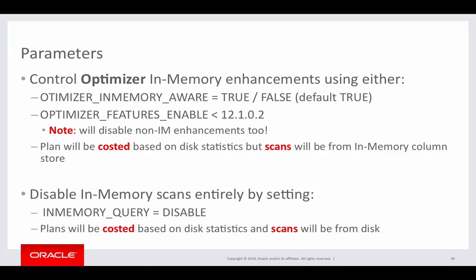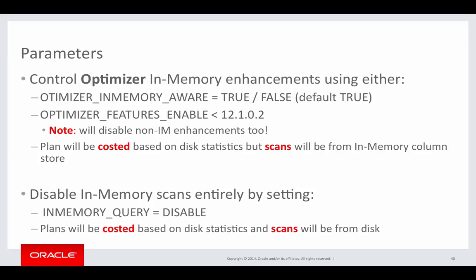But if the query determines that it's going to be a full scan of some kind, then we may indeed use the column store. If, on the other hand, you don't want us to cost or scan the data via the in-memory column store, so you don't want us to execute the query as if the in-memory column store no longer existed, for that you want to use the new parameter called inmemory_query. Again, it's a Boolean parameter, either enable or disable, and it's set to enable by default, but if you want to disable all knowledge and all access to the in-memory column store, set inmemory_query to disable. The plan will be costed based purely on the disk statistics, and we will scan from disk. We will not scan from the in-memory column store.